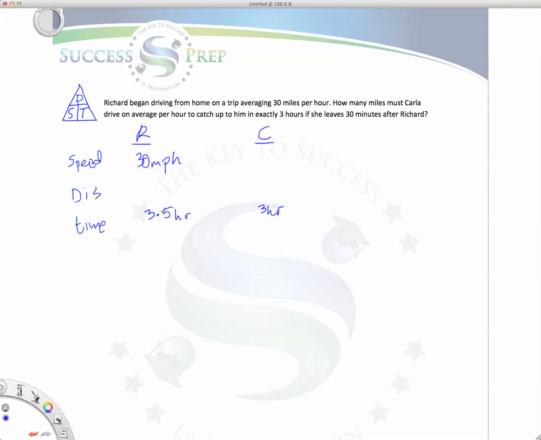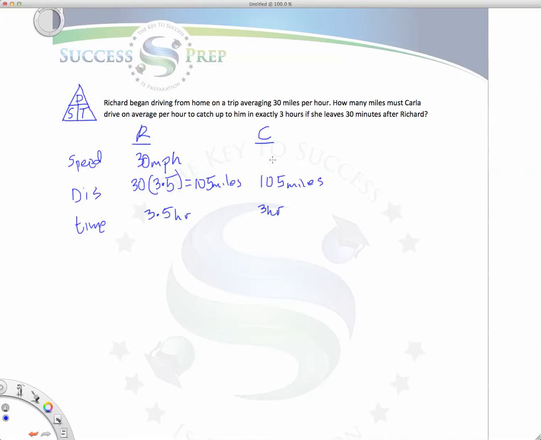Well, if Richard is going at 30 miles per hour for 3.5 hours, that means, using our DST formula, if you want D, you cover D, and that means that D is speed times time. So we need to multiply Richard's speed, which is 30, times his time, which is 3.5. When you multiply that, it gives you 105 miles, which is the same distance that Carla has to cover. So her distance is also 105 miles.